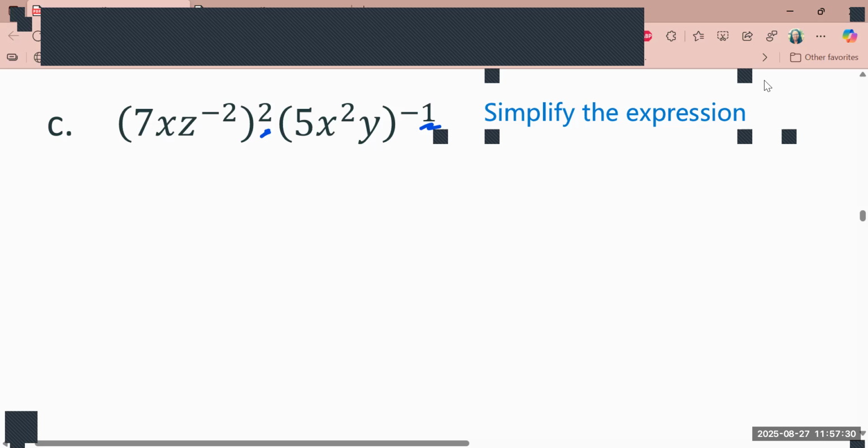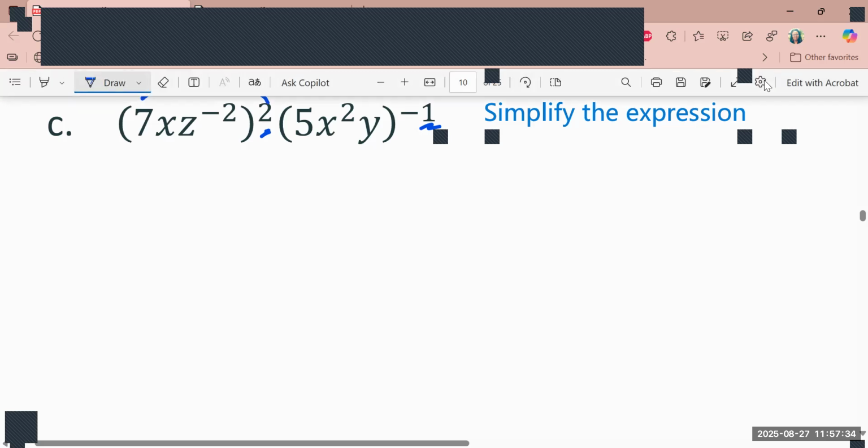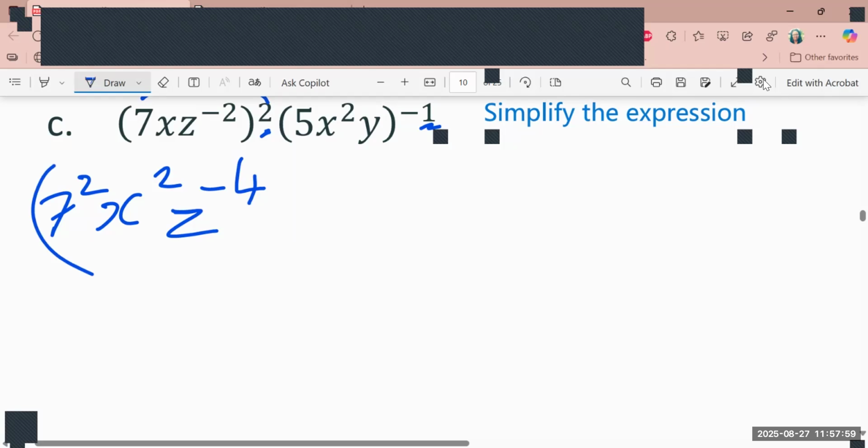So I'm going to distribute 2 into the parentheses. So it's going to be 7 squared, x squared, and z as negative. I have z here. Then I multiply 2 by negative. So I have negative 4. 2 multiplied by negative 2 is negative 4. All right, so this is the first part.